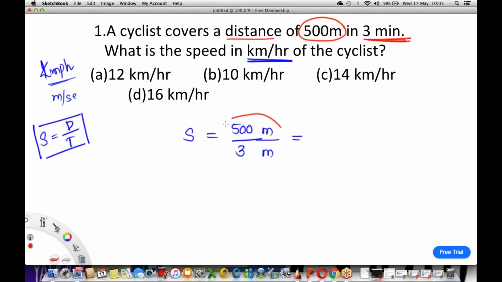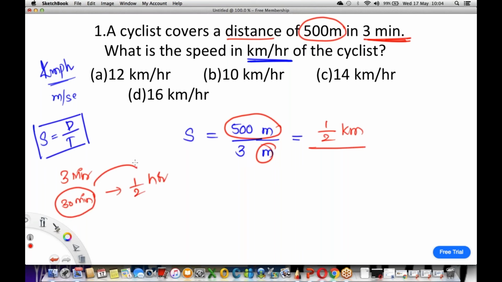Can I write this 500 meters as, 1 kilometer is equal to 1000 meters? So 500 meters is half a kilometer, divided by the time in minutes. Suppose it is 30 minutes, I can simply say it is half an hour. How are you saying half an hour? Because whenever you have minutes and want to convert into hours, just divide by 60. So 30 minutes can be given as 30 by 60 hours, which is nothing but 1 by 2.